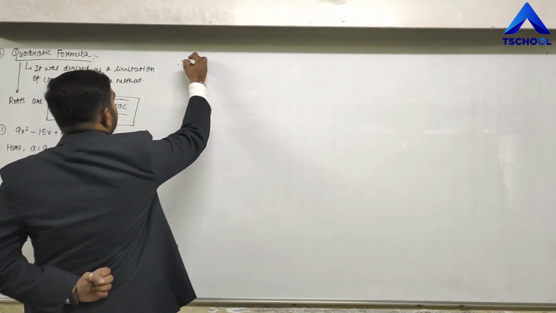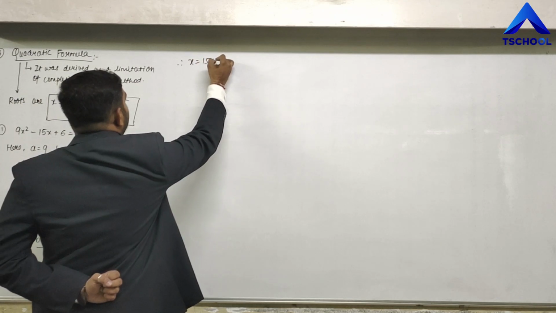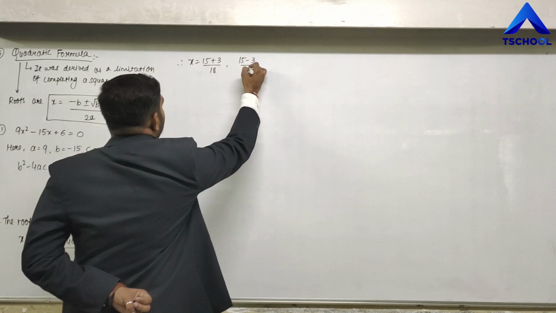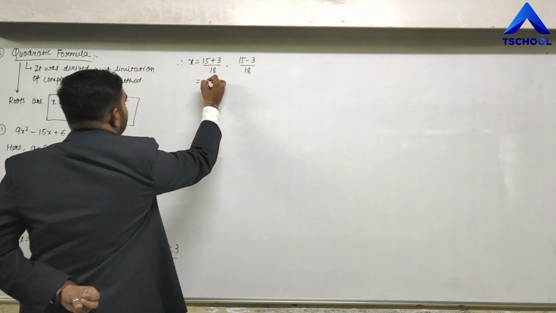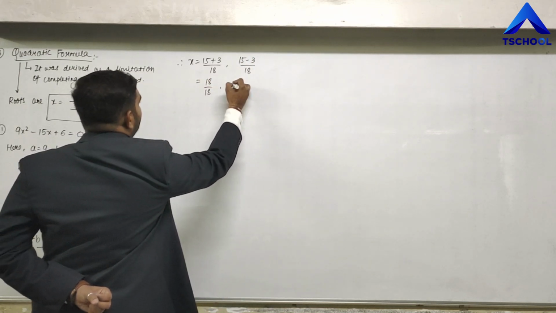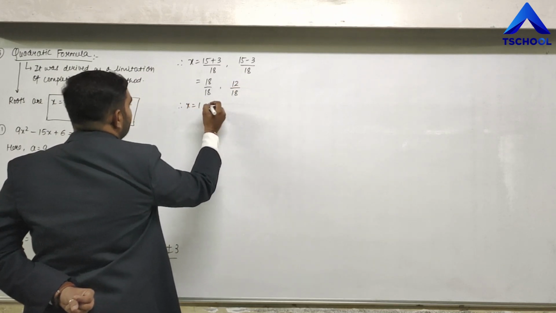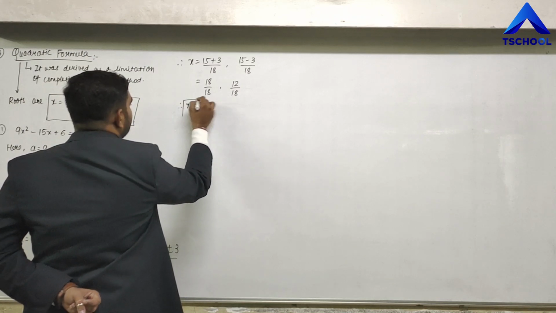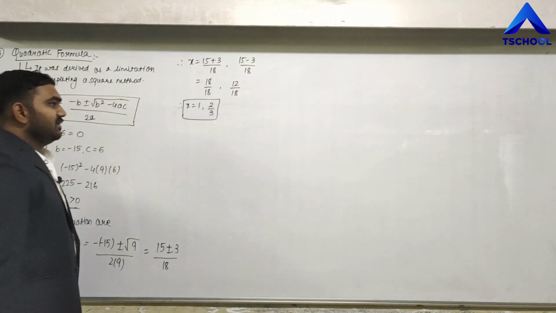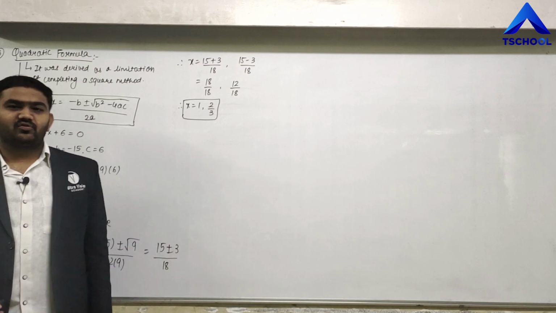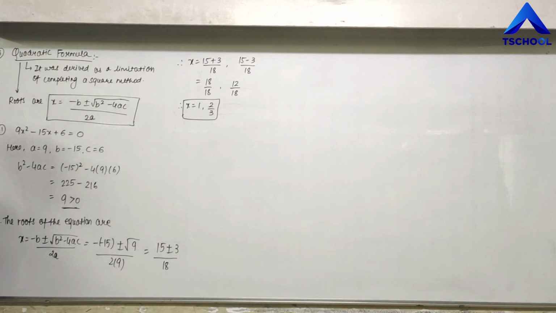Therefore x equals 15 plus 3 by 18 or 15 minus 3 by 18, right? So that is 18 upon 18, 12 upon 18. Therefore x equals 1, and that is 2 by 3. You can check that we solved the same example in the completing the square method. We got the solution x equals 2 by 3 there. Here also we get the solution as x equals 1 and 2 by 3, right?